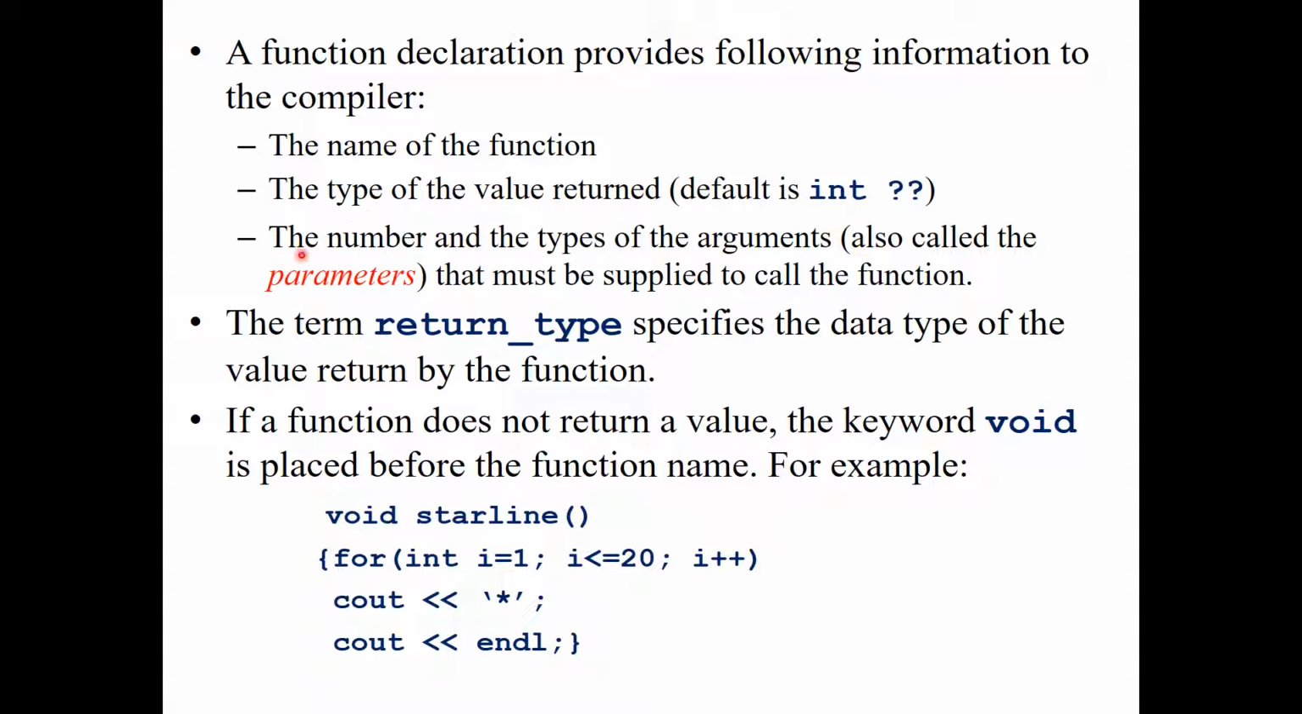And the third thing which it tells the compiler is the number and the types of the arguments, these arguments are also called parameters, as I just mentioned, which have to be supplied to call the function. If I want to call the function, then I have to supply these parameters.